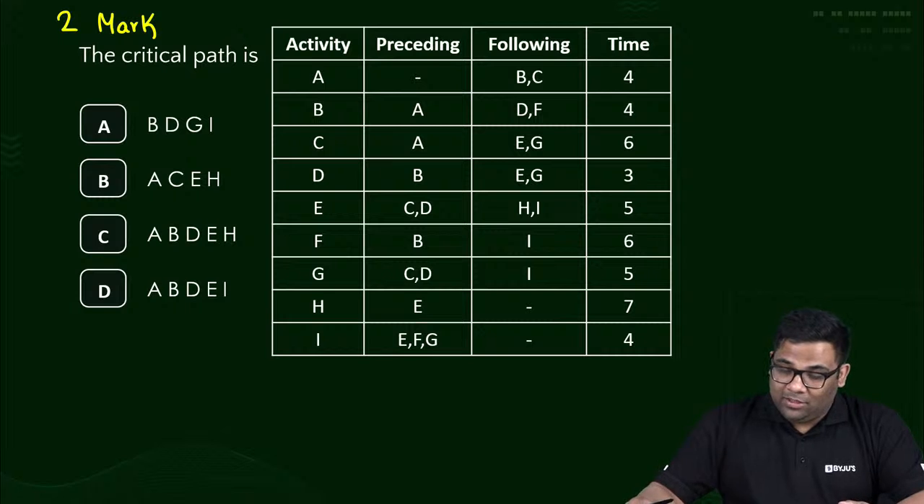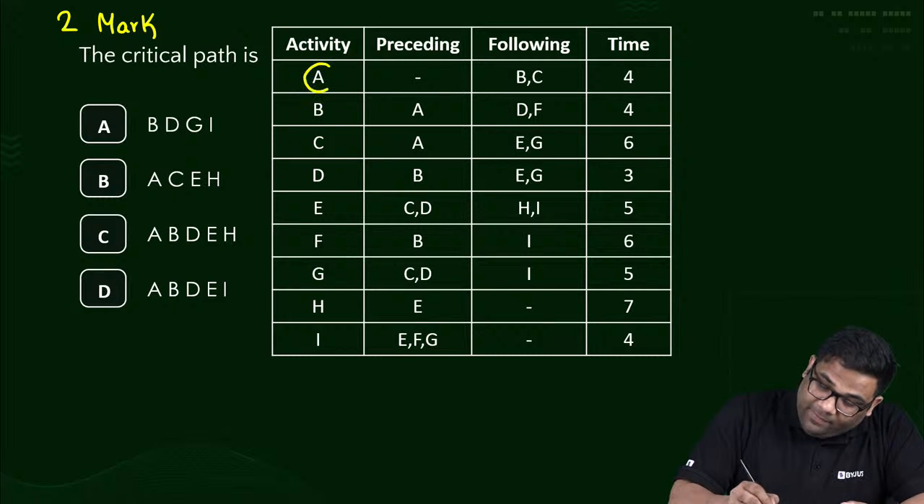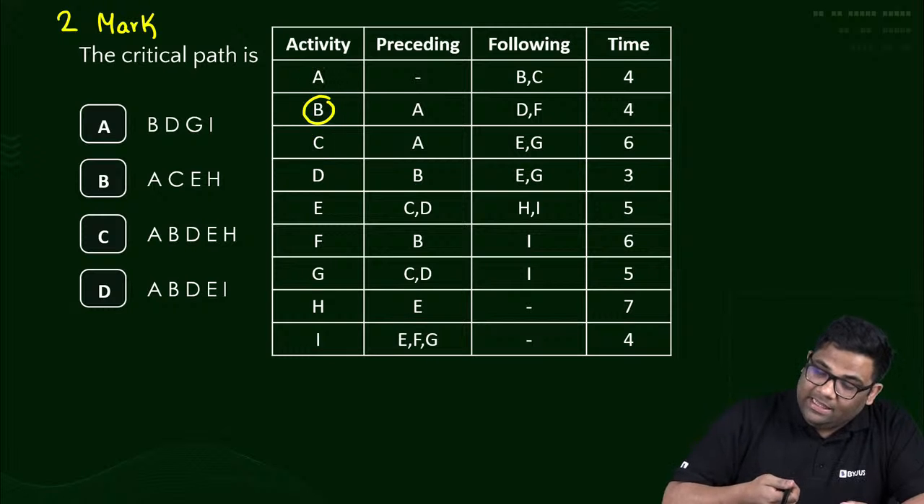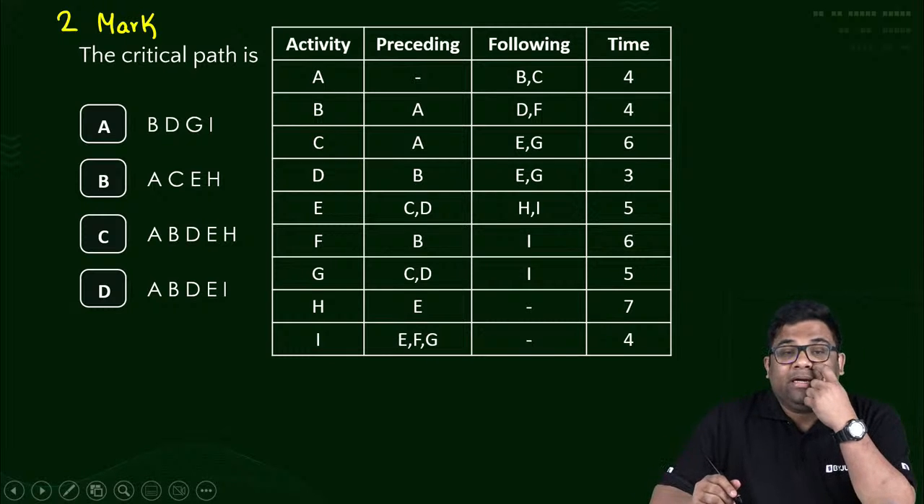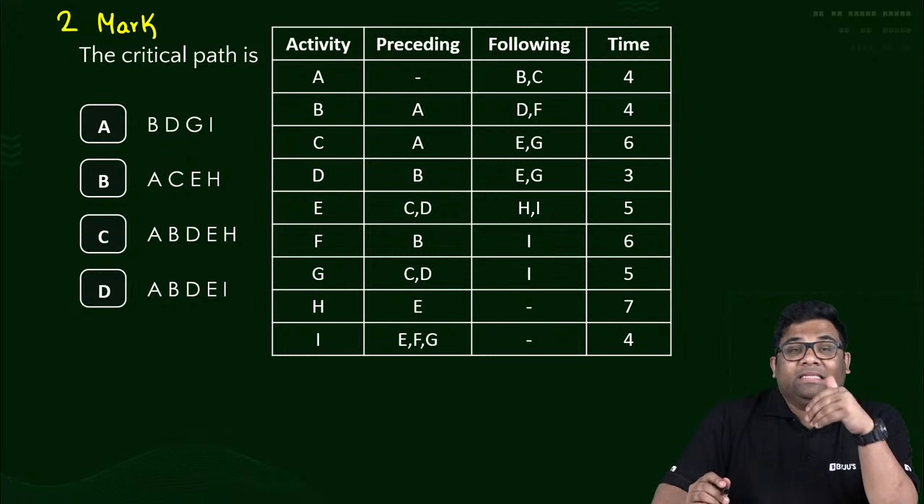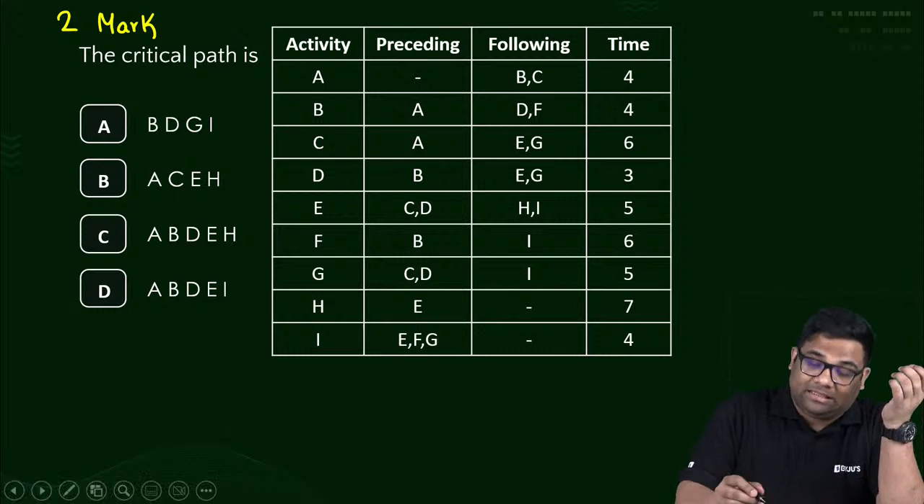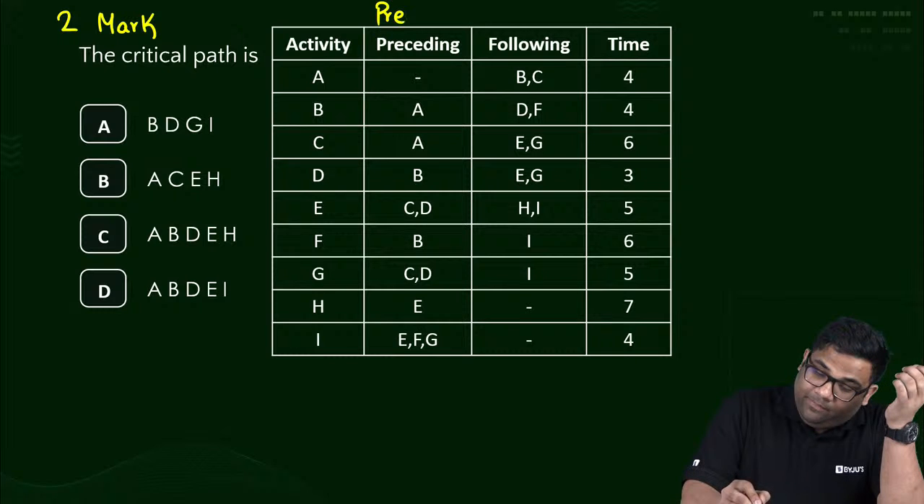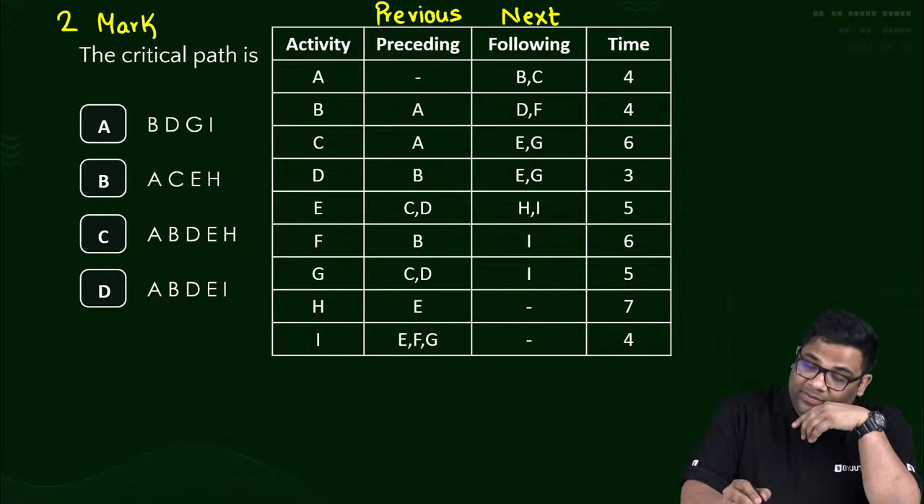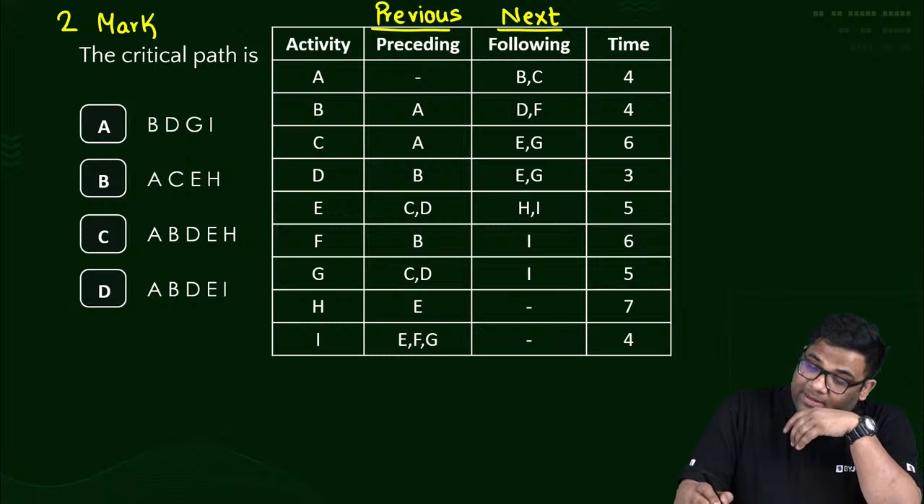For drawing the diagram, you see different activities are given. And then the preceding. Preceding means which is before, right? Or I can say previous. And following means next. So the previous activities and the next activities are given, and the time duration is given, right?